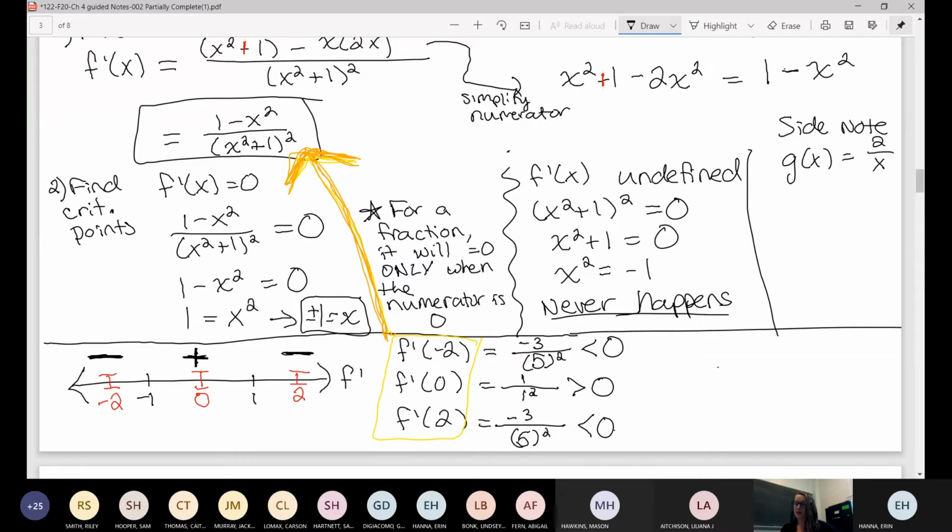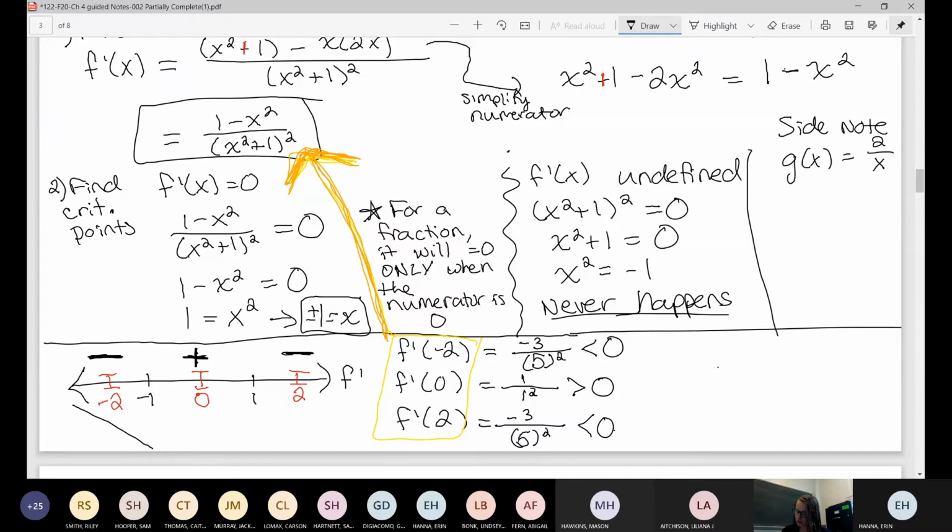So now we can figure out whether these points are a max, a min, or neither. One thing I like to do is take the idea of whether the derivative is positive or negative and remind myself what that means about the original function. So at that -2, the derivative is negative, which means that the original function would be decreasing. So let me draw a little decreasing line segment there.